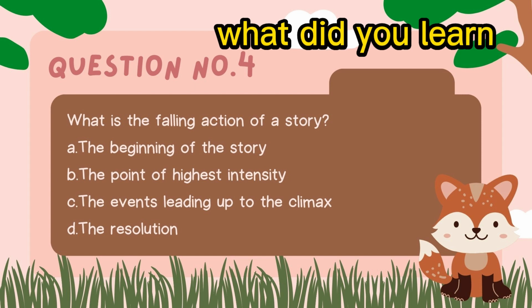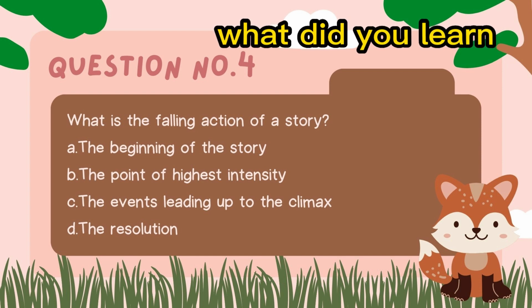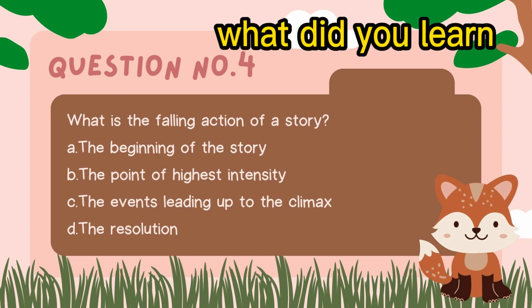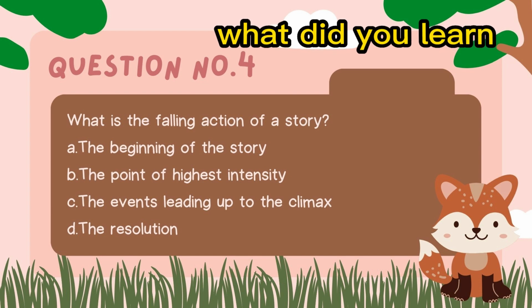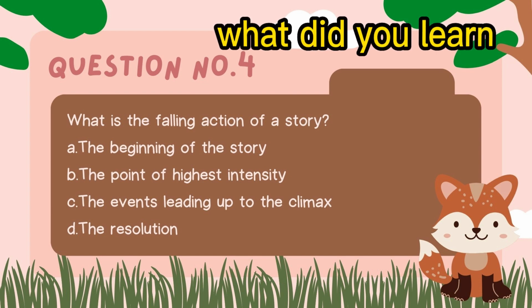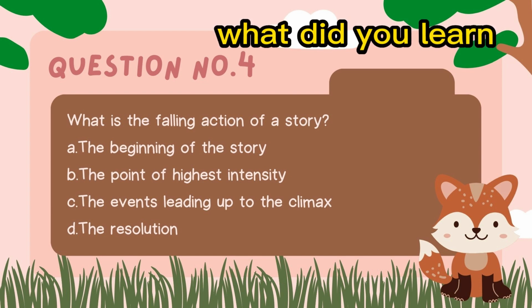And here we go with question number 4. What is the falling action of a story? A. The beginning of the story. B. The point of highest intensity. C. The events leading up to the climax. Or D. The resolution.